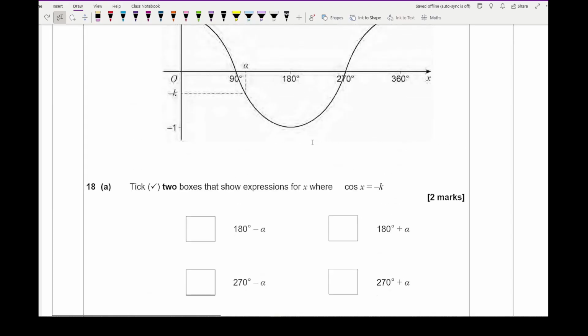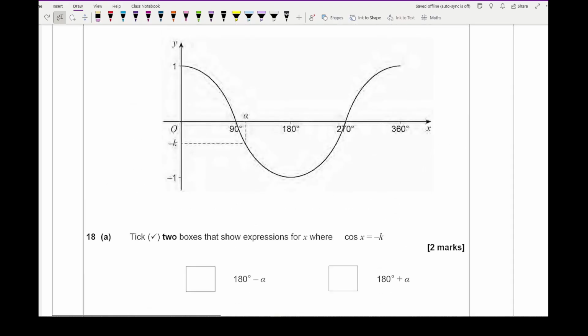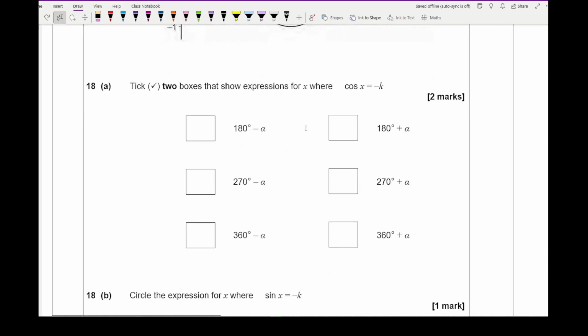Now, for this, what we need to do is recognize that this distance here is alpha. This is the point that I'm looking for, and this is the point for the other answer. Now, to work out this other answer, one way of doing that is to work out this distance here. And that distance is going to be 360 minus alpha, which is one of the options, and it is this option here.